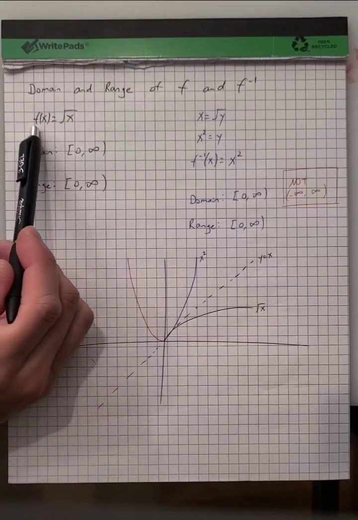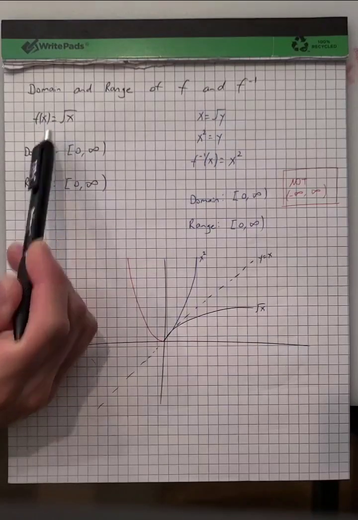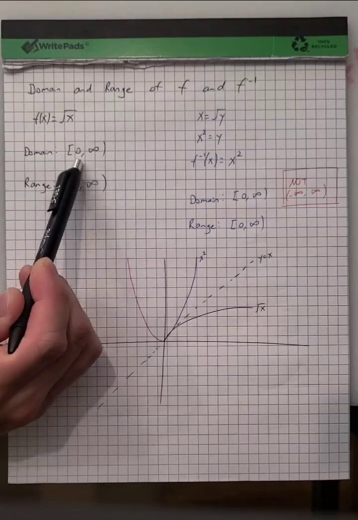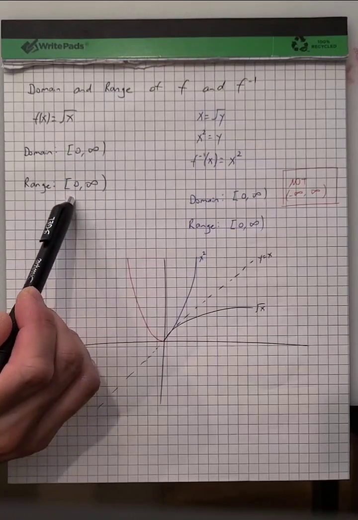Okay, so if we have the function f of x is square root of x, we know very well the domain and range, hopefully. The domain is from 0 to infinity, including 0, and the range is 0 to infinity as well, including 0 again.